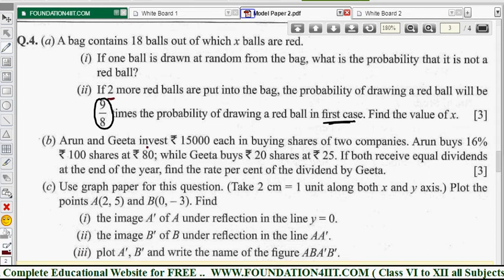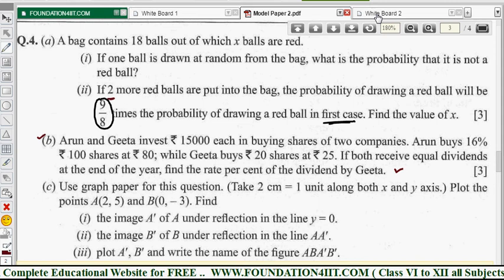Let's do this. And the second one is on shares and dividend. If you observe this, we can do it in two cases, that is two names, Arun and Geeta. Arun and Geeta invest 15,000 each in buying shares of two companies. Arun buys 16% rupees 100 shares at 80, while Geeta buys rupees 20 shares at 25. The dividend is not given. Second case: if both receive equal dividends at the end of the year, find the rate percent of the dividend by Geeta. Only the dividend of Geeta needs to be found.